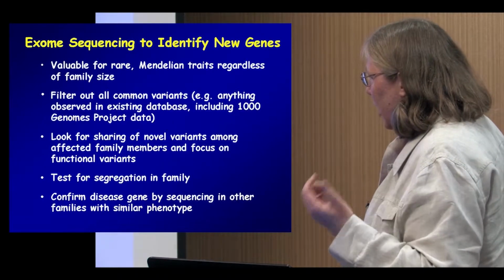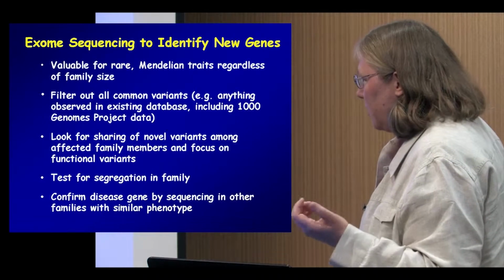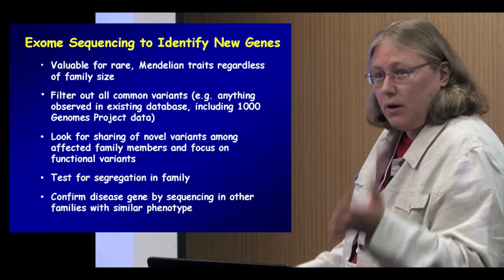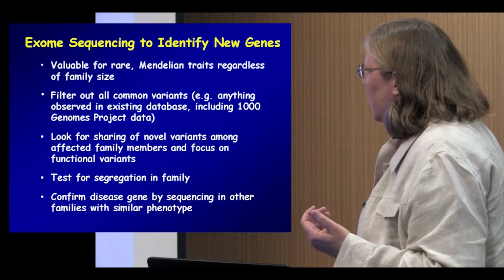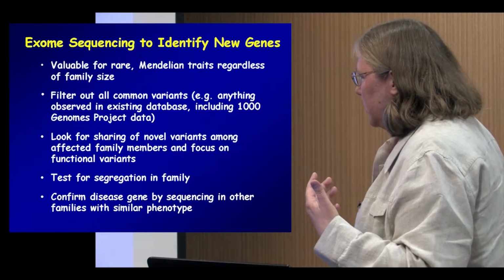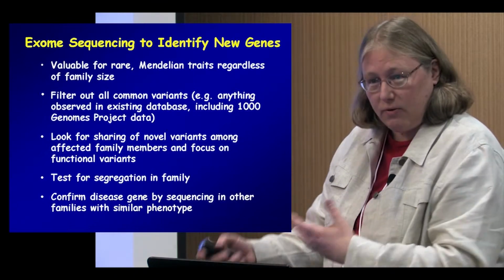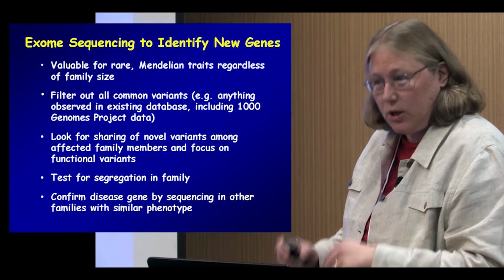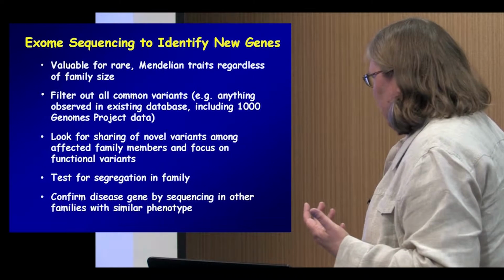So we're going to filter out all the common variants by looking at what's in the databases. And then we're going to look for only the things that are shared among the affected family members, because presumably, if they have a gene in common, a defect in common, they're going to have to share that. And then we're going to look at whether the variation that we find in common in the people that we sequenced also segregates in the family. If there's other affected people, do they have it? If there are unaffected people, do they not have it? With, of course, the caveat that we have this penetrance issue. So there's going to be some people who are unaffected that still have it. But we know that that's going to happen.